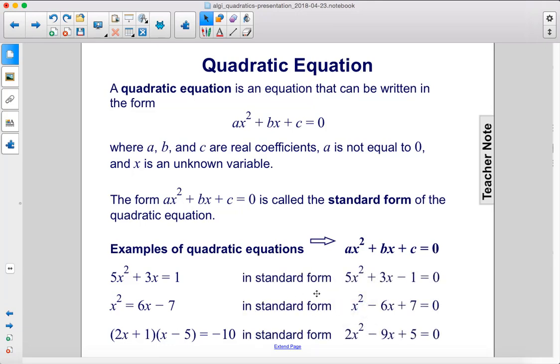In standard form, we'd move this 1 over to the left, and it would become 5x² + 3x − 1 = 0. This one, we'd have to move these two terms over to the other side, and we'd get x² − 6x + 7 = 0. And here we would multiply this out and move this negative 10 to the other side, giving us 2x² − 9x + 5 = 0.